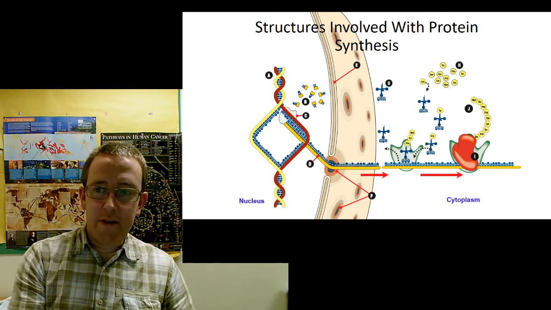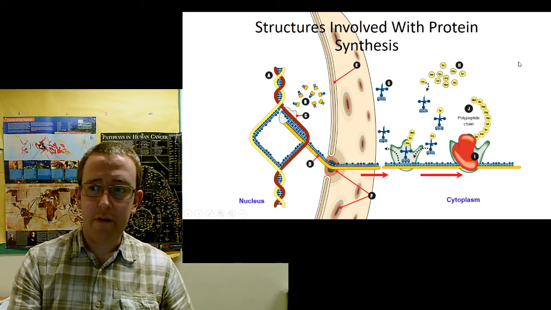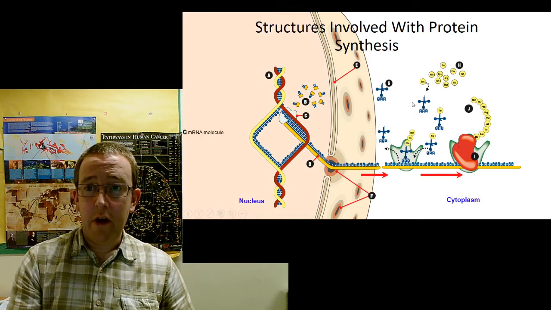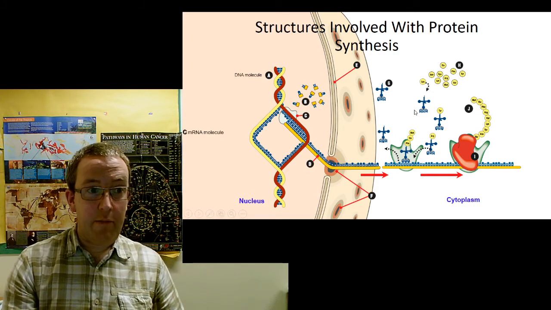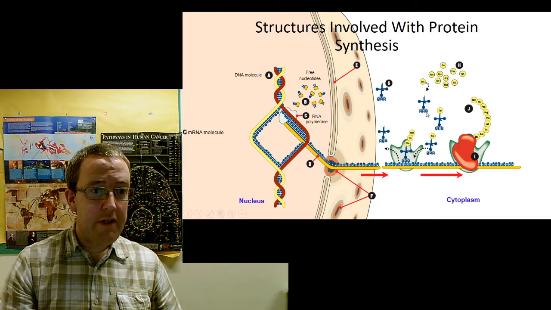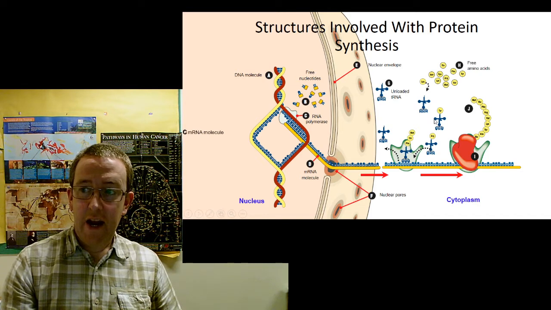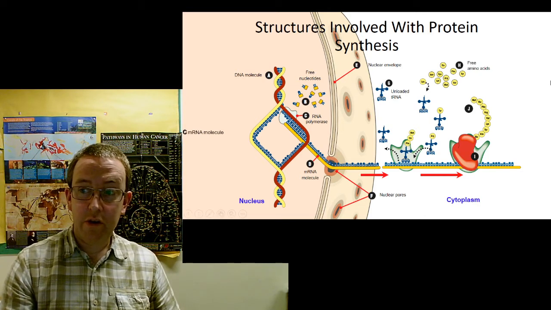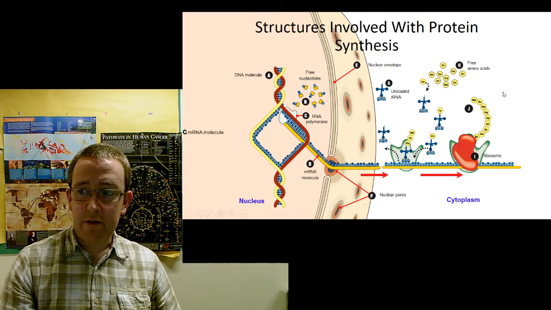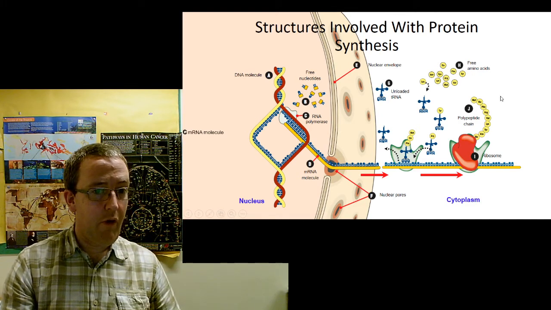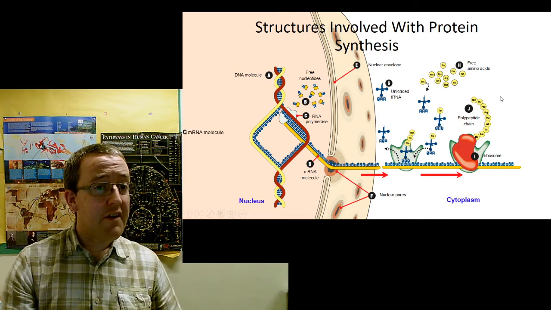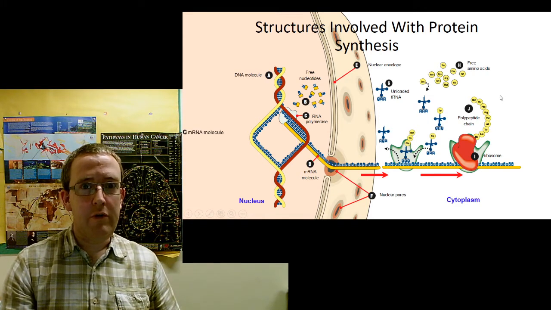Okay, good. So let's get some answers. So if we come down here, A is our DNA molecule, B are our free nucleotides, C is RNA polymerase, D is an mRNA molecule, E is the nuclear envelope, F is nuclear pores, G is an unloaded tRNA, H are the free amino acids that are about to be loaded on the tRNA, I is the ribosome, J is the polypeptide chain emerging from the ribosome. Okay, so that's structures. I hope you got all of those right.